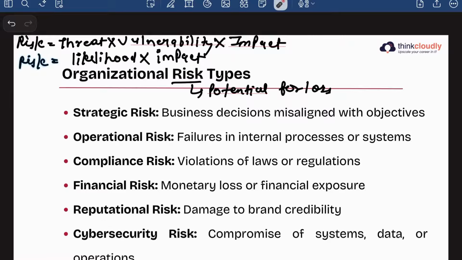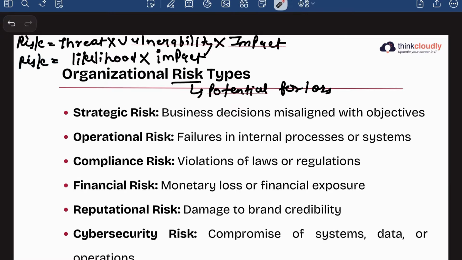So summing it up, an asset is what the organization holds valuable. Vulnerability is the weakness in that asset. Threat is the bad thing that could happen to the asset. And altogether, the possibility and the consequences of it happening, this whole phenomenon, is risk.